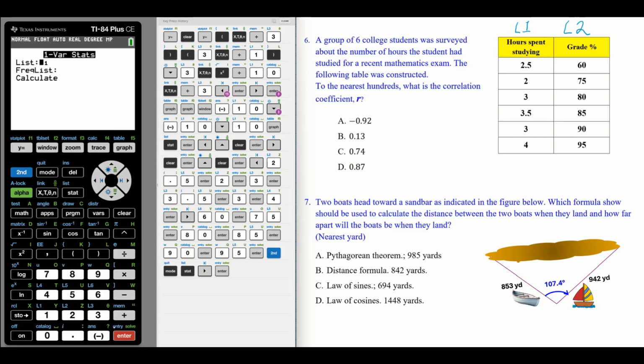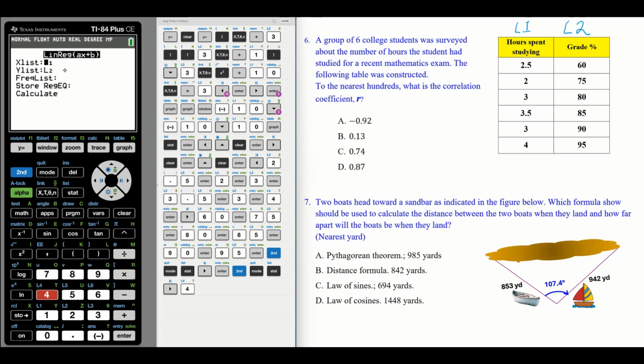Push enter. Oh, that's the wrong one. We don't want that. I should have done number 4. Goodness, that tells you something. I'm not thinking. Okay, remember, stat, over to calc, push the number 4. Okay, we're already populated with L1 and L2.